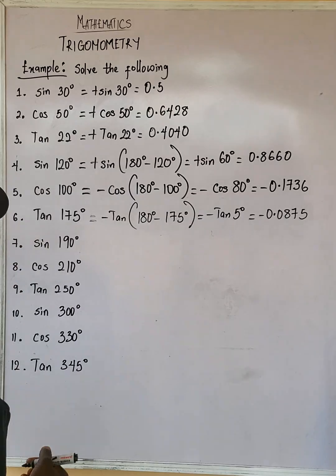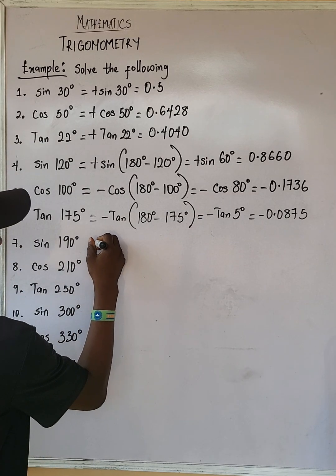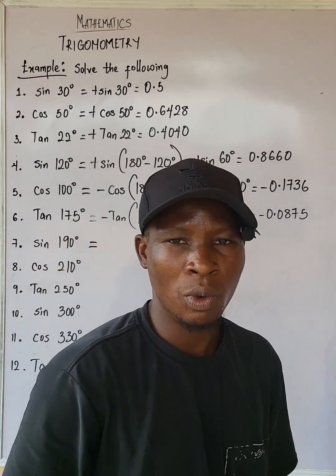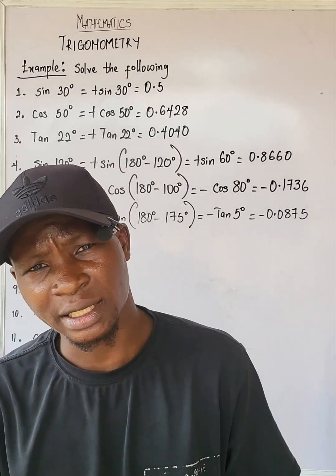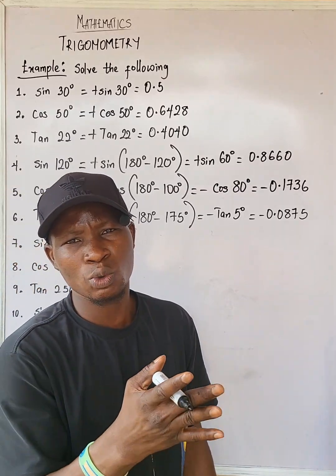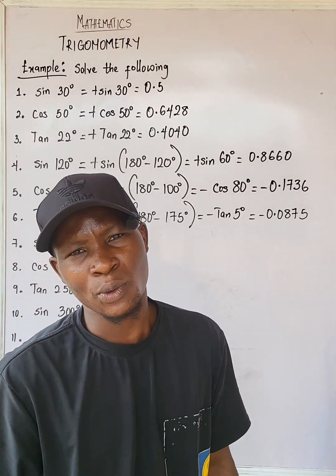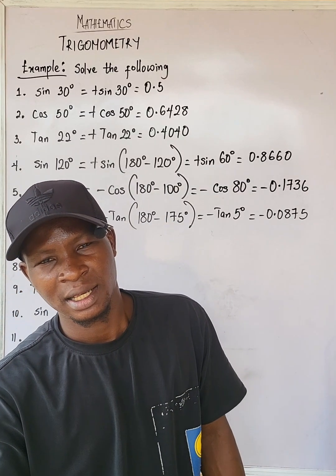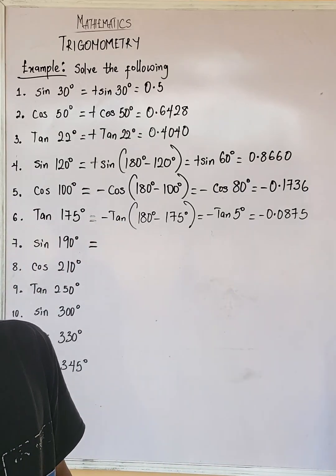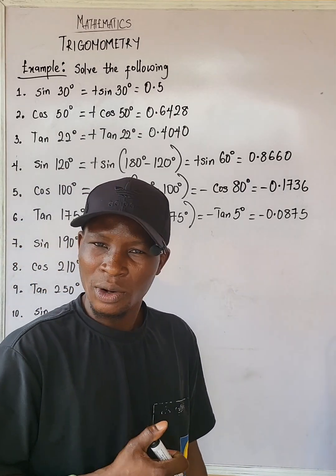Now, sine 190 degrees. 190 degrees falls on which quadrant? Check. 190 falls on the third quadrant, right? Because it's already more than 180. And we say the third quadrant is anything between 180 and 270. So 190 is already between 180 and 270. So it falls on the third quadrant. And on the third quadrant, what is positive? Only tan is positive.